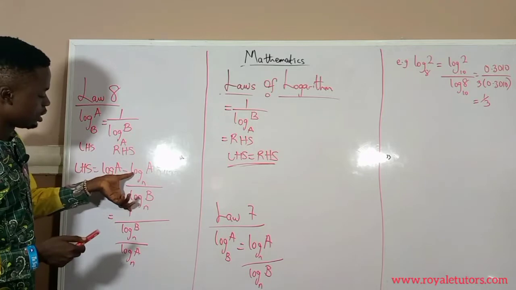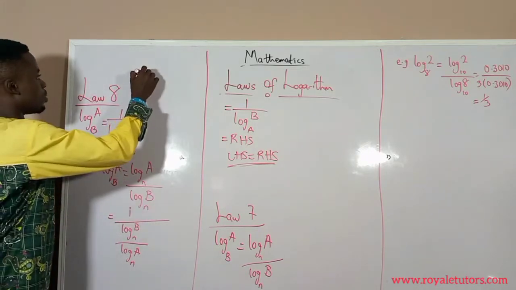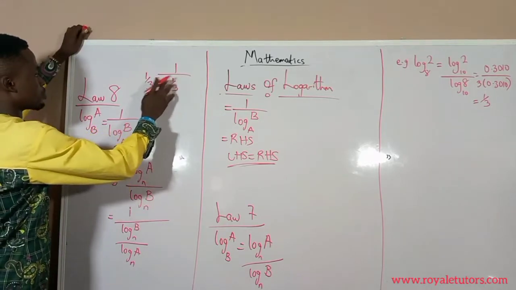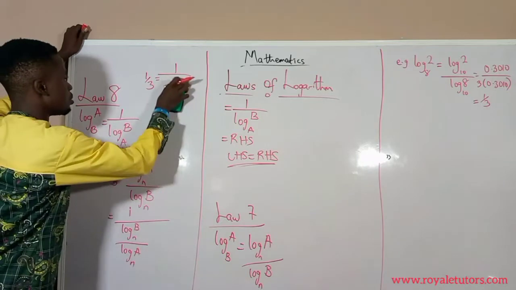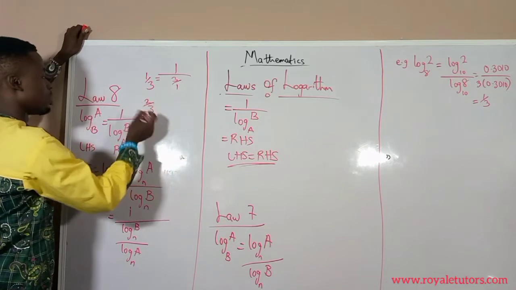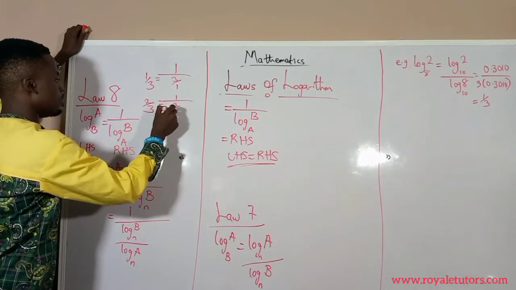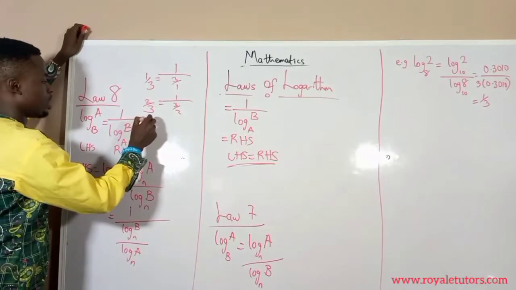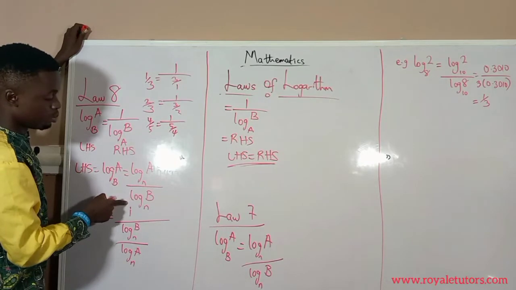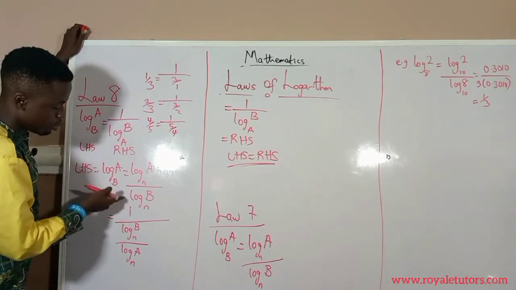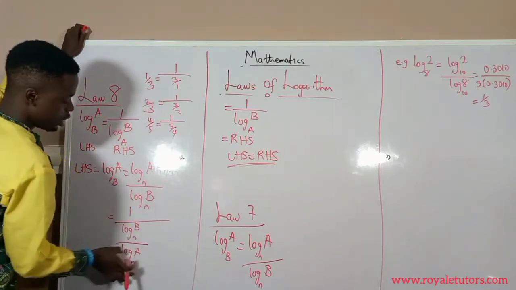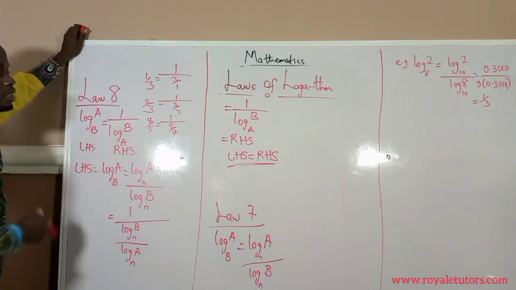Since we can split this one here, because when you have 1/3, it is the same thing as 1 over 3 over 1. Let me make another example. When you have 2/3, it's the same thing as 1 over 3 over 2. When you have 4/5, it's the same thing as 1 over 5 over 4. So when you have log A base n over log B base n, it's the same thing as 1 over log B base n over log A base n. So these two can come together based on this law and give us log B base A, which is what we have on the right hand side.